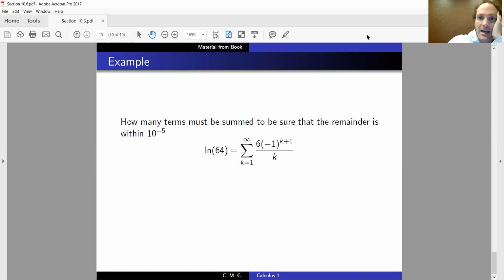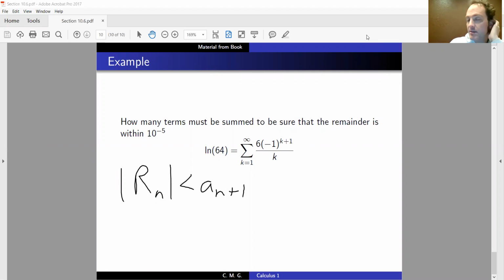So what do I do? Remember, the remainder in absolute value is no bigger than the next term in my sequence. So how many terms do I have to sum in order to get within 5 decimal places of the actual value of this series? What I look at here is a sub k, which is just 6 over k. The a sub k ignores the sign and just takes the positive sequence inside there. So 6 over k is what we're looking for.